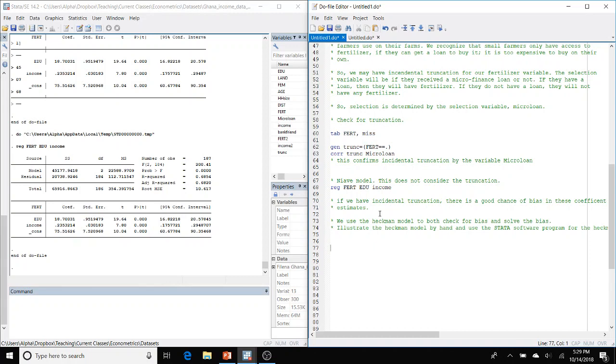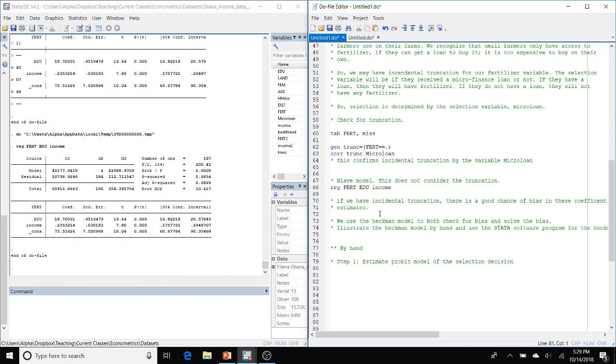All right, we're gonna do both. So let's do both, first by hand. What do we have to do? We have to estimate the selection model. Step 1, estimate probit model of the selection decision.